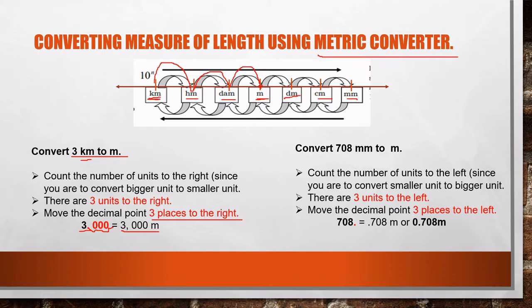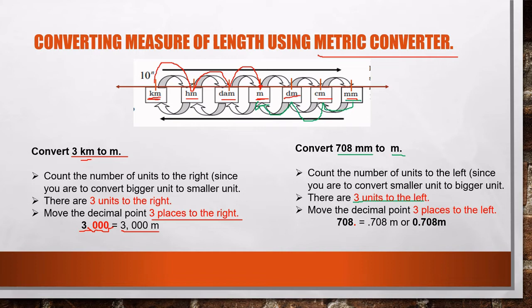Convert 708 millimeters to meter. So the given unit is millimeter, and the desired unit is meter. Count the number of units from millimeter going to meter. So that is 1, 2, 3. So there are 3 units to the left.